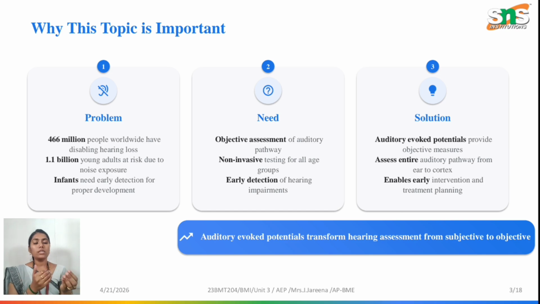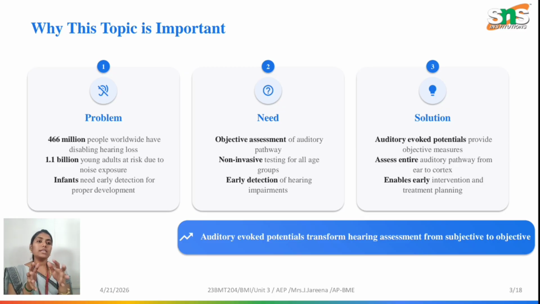Before getting into this, first we need to empathize with what the problem is and what the need is, and how the solution will be brought out here. The problem is that nearly 466 billion people worldwide have been affected by this particular impairment. 1.1 million young adults are at risk due to noise exposure. These days even very young people and babies have problems with hearing loss, and they are very much in need of ear rehabilitation.